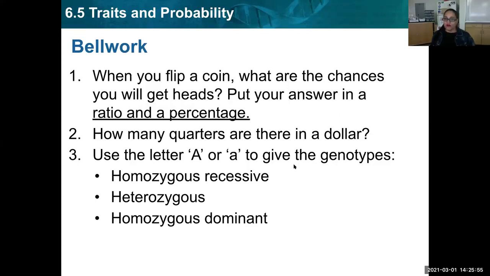And then number 3, homozygous dominant. Dominant, we use the capital letters. Homo means same, so we use the same capital letters, big A, big A. Most of you got those right. That's good. If you did not get those right, make sure you understand why and what the right answers are.